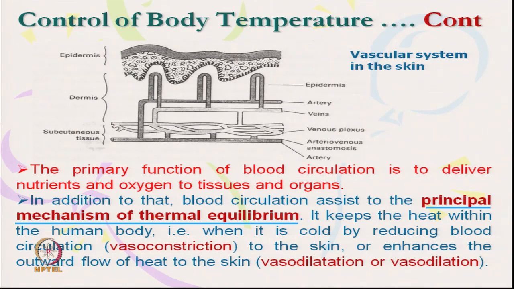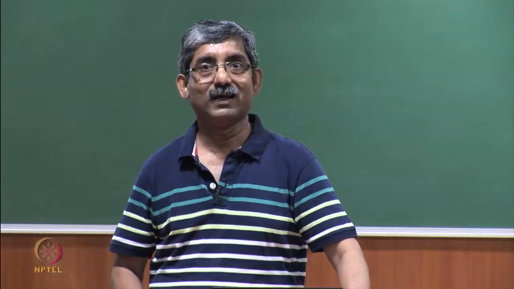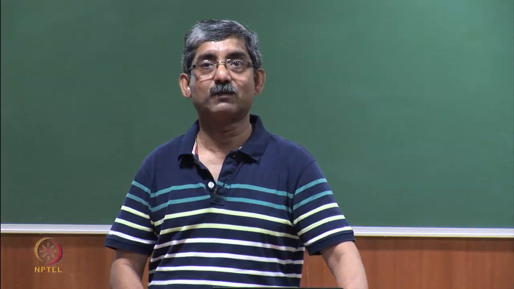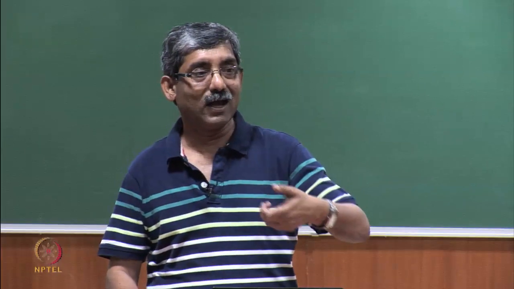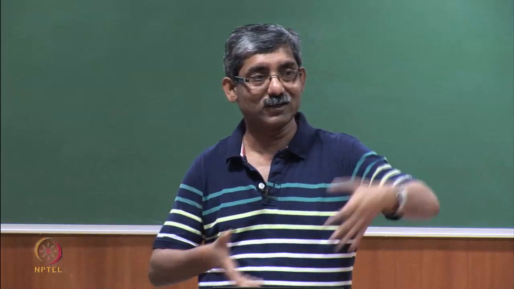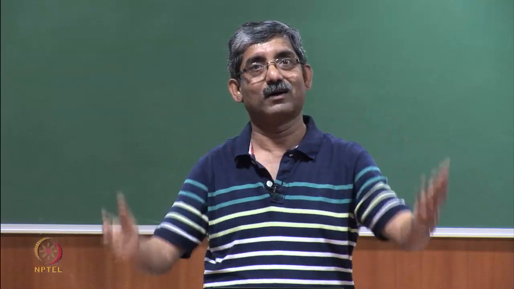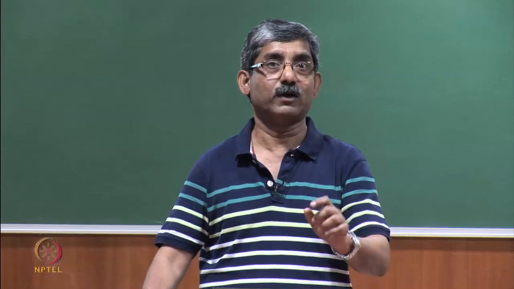But in summer we need to release our body heat. We need our body heat to flow out, and that is done by the vasodilation. The vessel gets dilated, and then heat flows out, the rate of blood flow increases. So, our body gets cooled down. Due to the control of blood flow, we can maintain our body heat.